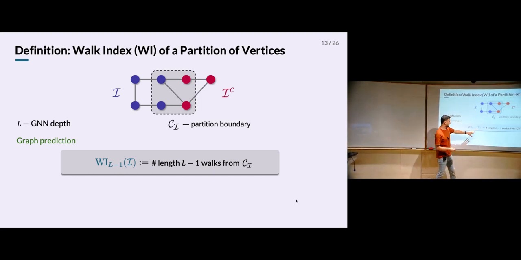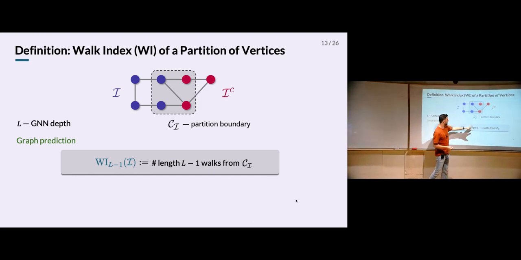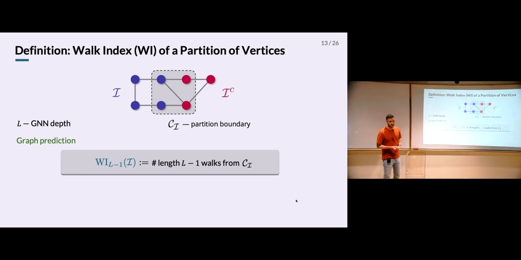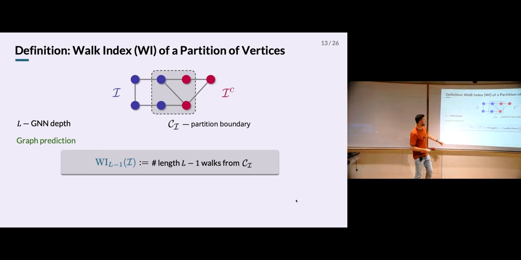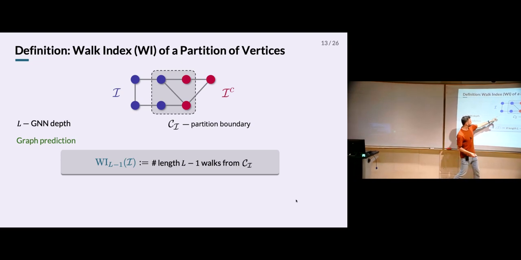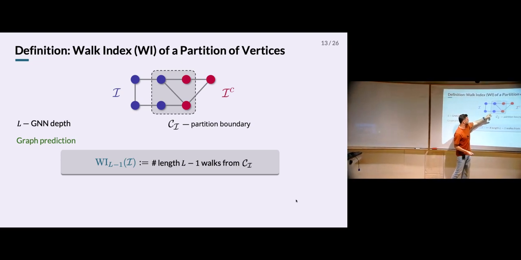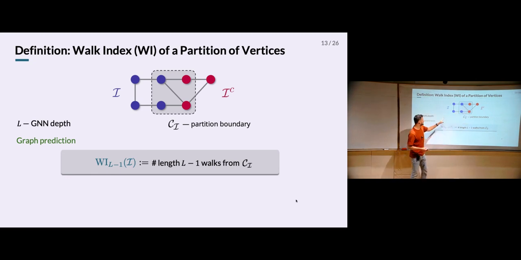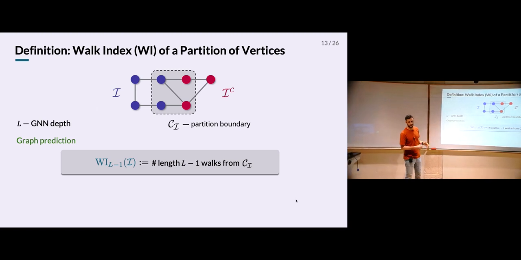Okay, so it's a straightforward definition. It's just the number of walks originating from here, that can end anywhere, of length L minus 1. Length 1 less than the depth of the GNN. Say, for example, we have a depth 3 GNN. Then what's going to be important is the 2 walk index. So we're going to look at all walks of length 2 originating from here. For example, we have this one from here to here, or this one goes from here to here. And I think in this graph, if you include self-loops, there are 48 walks of length 2 from that area.